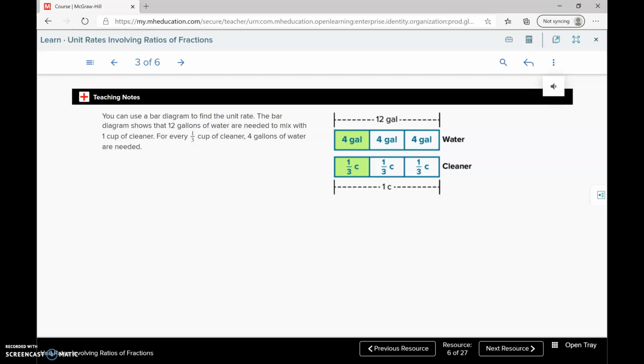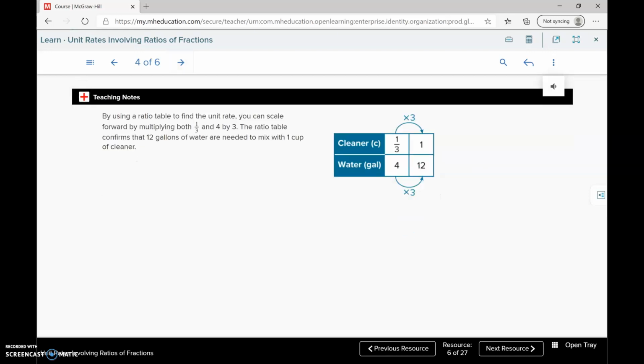So the bar diagram uses scaling to find the unit rate. The top bar represents the number of gallons of water, and each section represents 4 gallons. The bottom bar represents the number of cups of cleaner, and each section represents 1/3 of a cup of cleaner. So for every 1/3 cup of cleaner, I need 4 gallons of water. Lo and behold, I need 12 gallons of water for every 1 cup of cleaner.